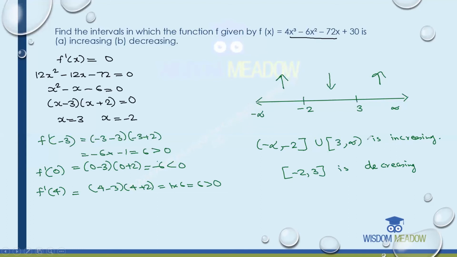So basically, it's increasing here. The graph is something like this: it's increasing, then it decreases, and then it increases. That's the shape of the graph. You don't have to draw it, but I was just telling you. So here, see, it's positive.